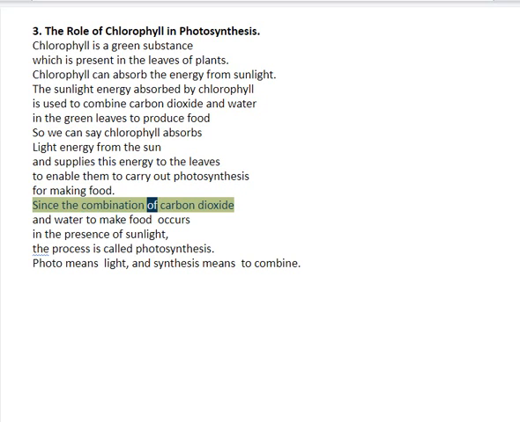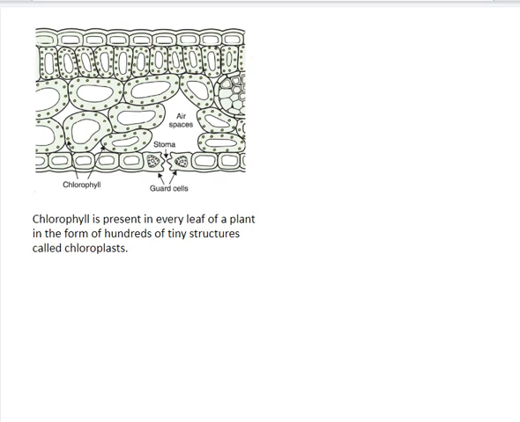Since the combination of carbon dioxide and water to make food occurs in the presence of sunlight, the process is called photosynthesis. Photo means light, and synthesis means to combine. Chlorophyll is present in every leaf of a plant, in the form of hundreds of tiny structures, called chloroplasts.